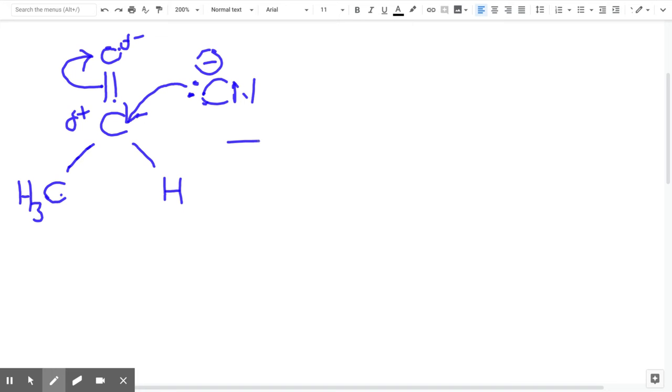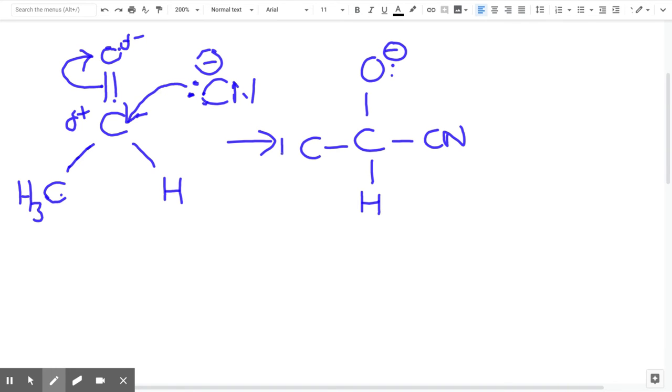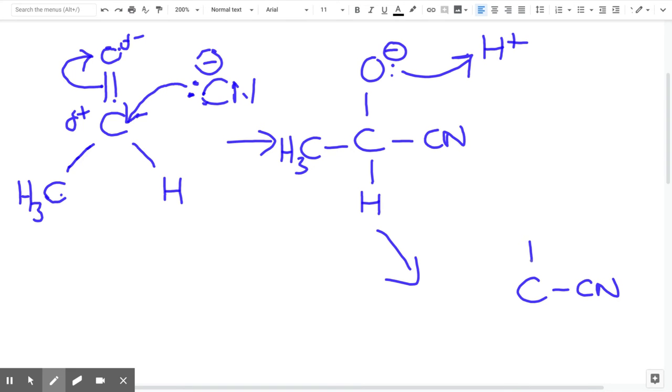And what that then does is opens up the molecule to create the O- there, which is now attached to the nitrile with our hydrogen and our methyl group. This can then, as in the previous generic example, pick up a proton from somewhere, and this then creates the product, which is your 2-hydroxypropanenitrile molecule.